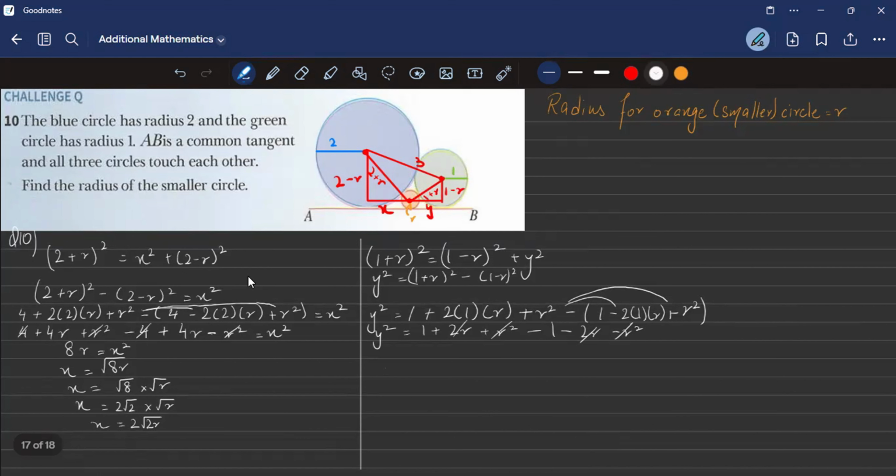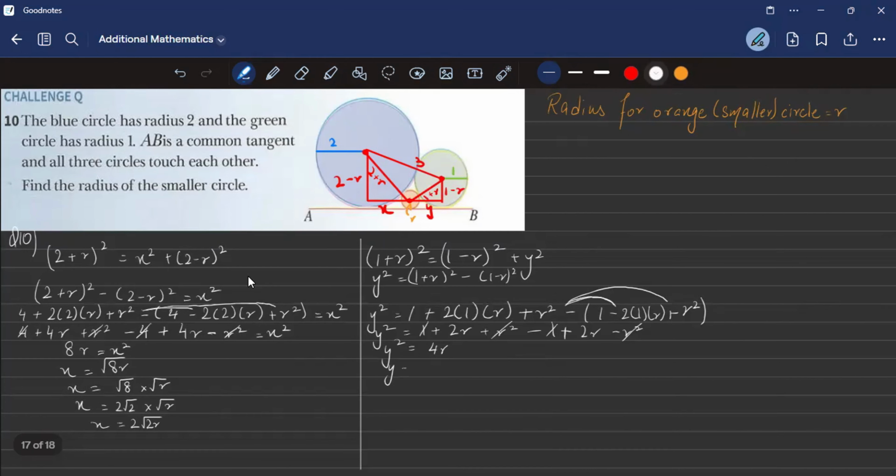Oh my god, I made a mistake again. I don't know why I'm making these mistakes. This is plus 2r, not minus 2r, because negative multiplied by negative is positive. I highlighted it, but I still made it wrong. So this would cancel down. So we would get y squared is equals to 1 minus 1. We would get y squared is equals to 4r.